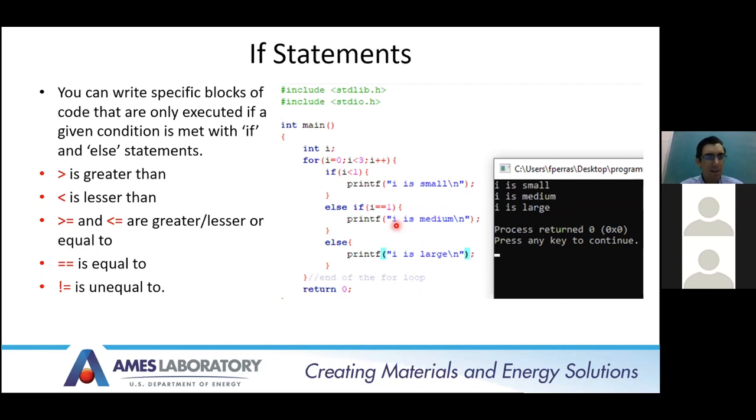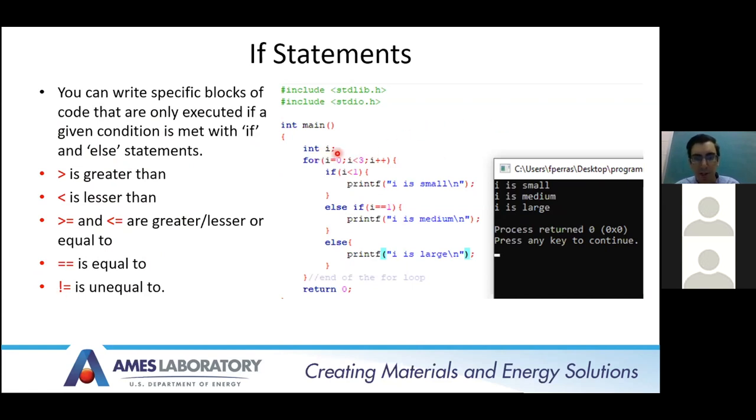And lastly, another important thing is if statements, which execute a particular block of code when a condition is met. So for example, this can be if a number is greater or lesser than something, if something is equal to a particular number or unequal to, you can also compare different strings. And so here's an example code here.